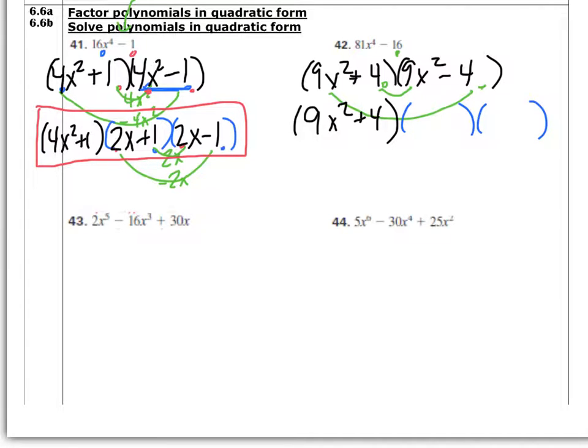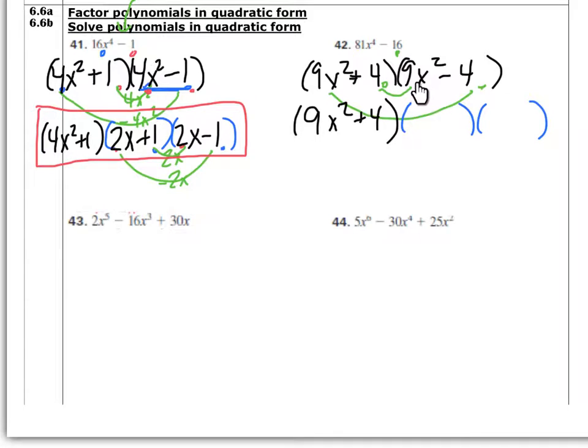And I want you to notice another pattern. We have 9 and 4. The square root of 9 is 3. The square root of 4 is 2. So when you're trying to find the right combination, is it 9 and 1 or 3 and 3? Is it 4 and 1 or 2 and 2? It's probably the 3 times 3 and the 2 times 2. It may not be, but it probably is.